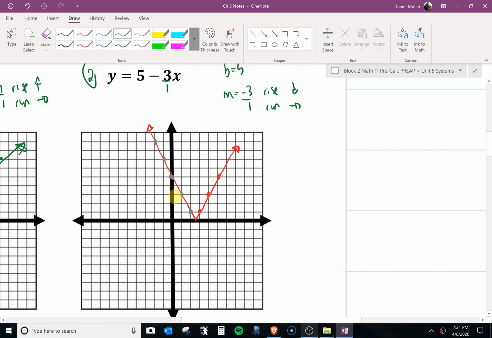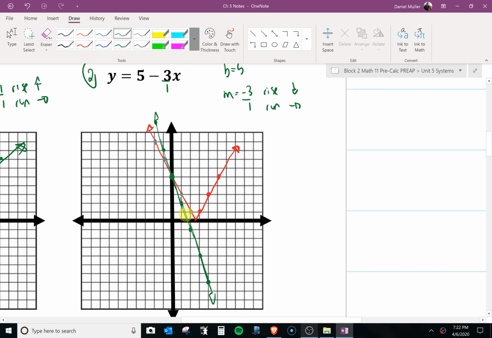So 1, 2, 3, 4. Oh, look, that's where they overlap already. Then we go down 3, 1, 2, 3, and 1 to the right. There. Down 3, 1, 2, 3, 1 to the right. Down 3, 1, 2, 3, 1 to the right. Now back here, 1, 2, 3, 1 to the left. 1, 2, 3, 1 to the left. And if you had a ruler, it's harder to draw this on, like I said, on a tablet.